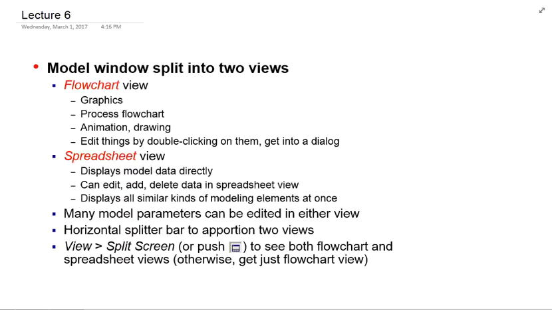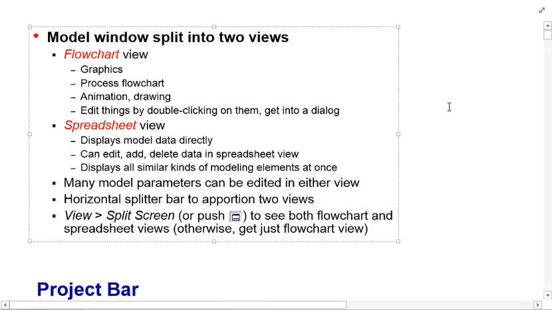So, okay, as we look at Arena, it's basically split into two views. The top view is the flowchart view, where you've got the graphics, the little process modules, the create modules, all that flowchart type stuff. And you can edit most things directly from that. If you double click on a module, a window pops up, and you can edit the characteristics or parameters that are in place, the statistical distribution and whatnot that's being used. So that sometimes is the easiest way to do it.